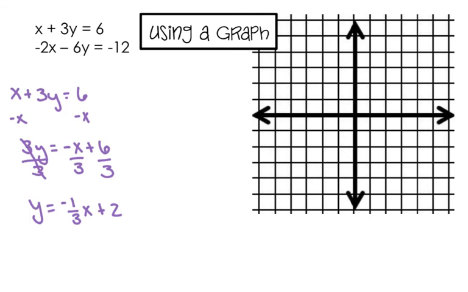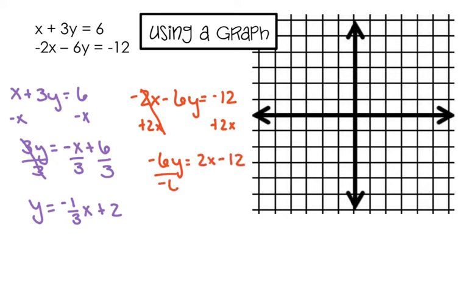Now I'm going to look at that next line here. So I'm going to add 2x on both sides. So I've got negative 6y equals 2x minus 12. And then I need to divide every term by a negative 6. 2 over negative 6 is going to reduce to 1/3. So I'm going to get a negative 1/3 there. And negative 12 divided by negative 6 is a positive 2.